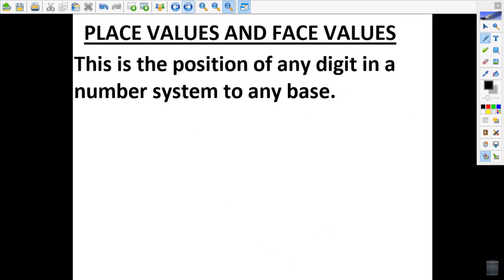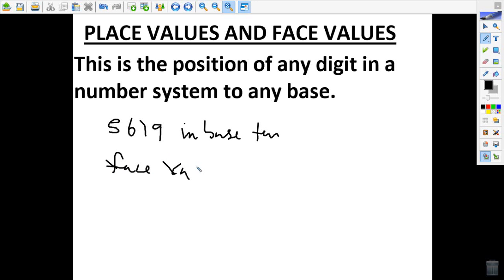Place values and face values. This is the position of any digit in the number system to any base. So for the place value, take for instance, we have a number 5679 in base 10. Now, we have 4 digits here. The first digit is 5. If you're talking about face and place value, let's call this one the face value of this number, base 10.